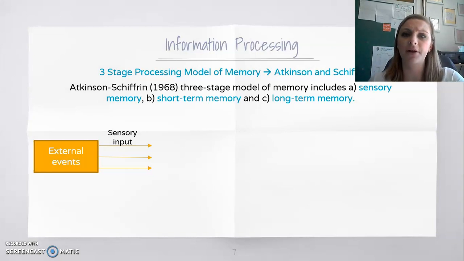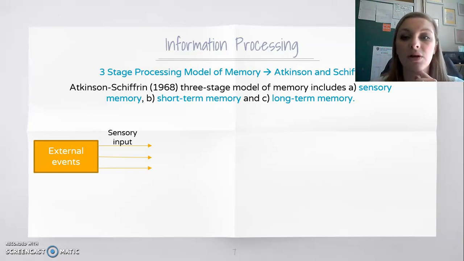So the first model of information processing we're going to talk about is the 3-stage process of memory. This was put out by Atkinson and Shiffrin. This is important for IB as well as AP. So you are going to want to know this model, okay? Atkinson and Shiffrin in 1968 came up with this model. There's 3 stages of memory.